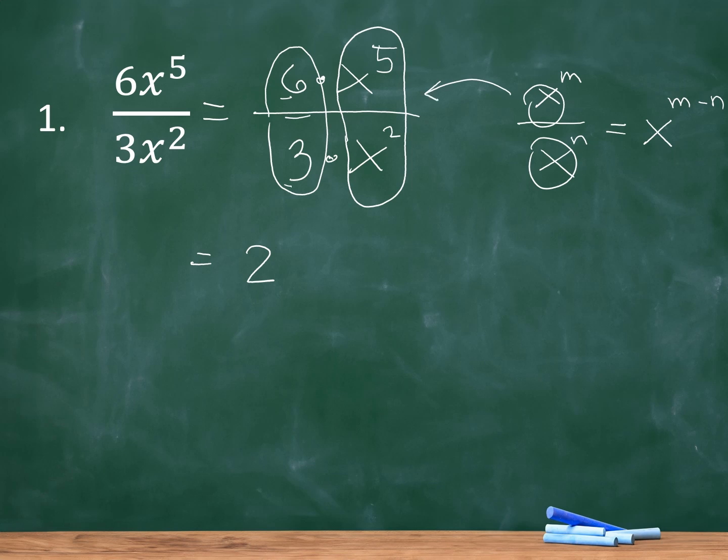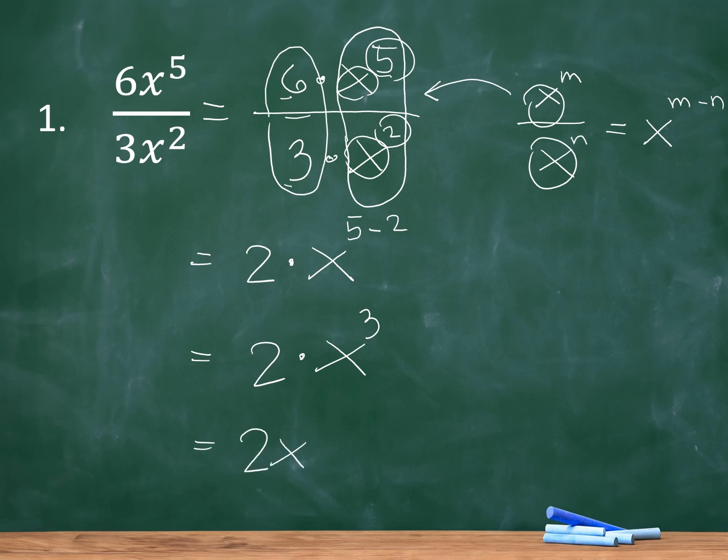So we have our common base x. We will write here 2 times the common base x, and then we subtract the exponents, 5 minus 2. Let's continue. We write 2 times x to the power of 5 minus 2, which is 3. So our final answer will be 2x to the power of 3.